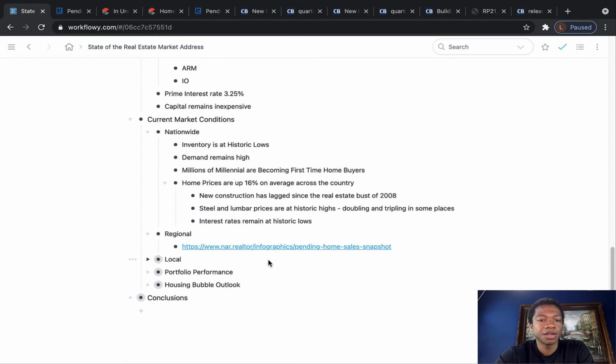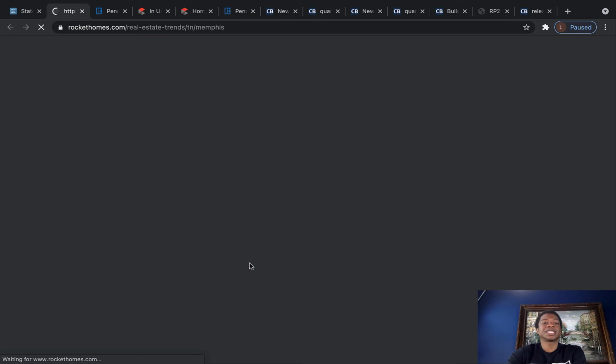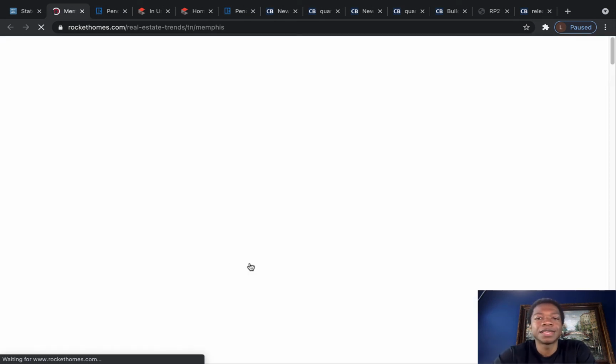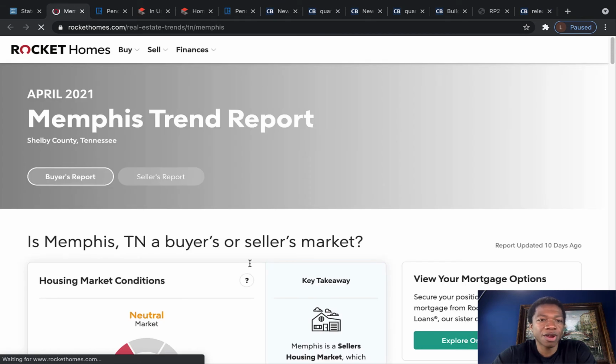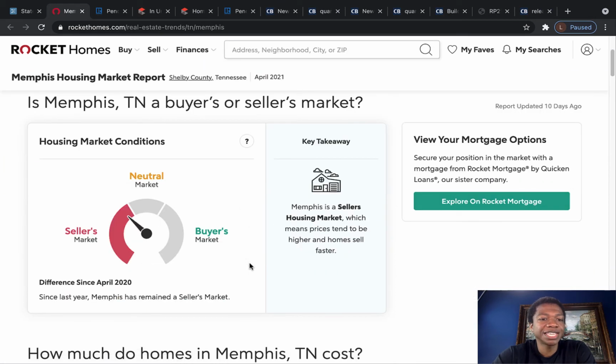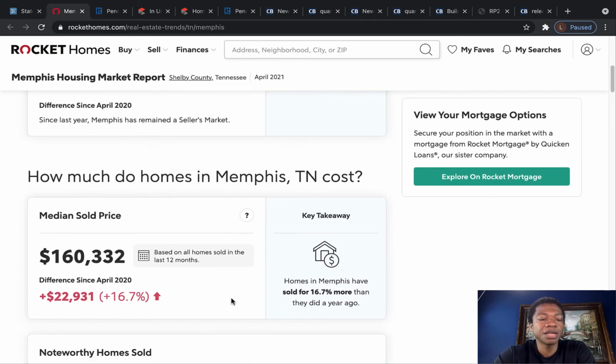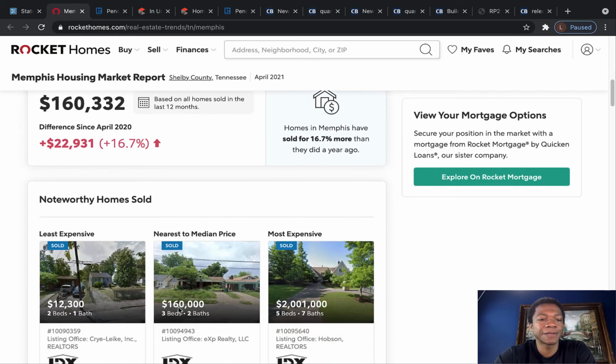And local home sales. Now, Rocket Homes does a good job of actually forecasting the local market. I am in the Memphis market, and Rocket Homes provides a trend report here. And we can see that as of April of 2020, Memphis remains a seller's market. The median sales price of a home was $160,000, up $22,000 from April of 2020, a 16.7% increase.